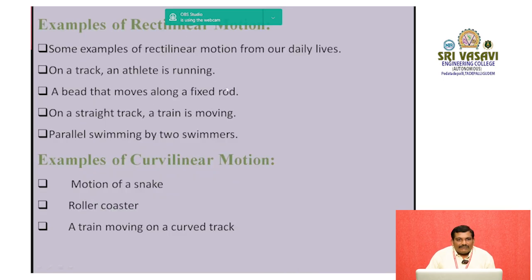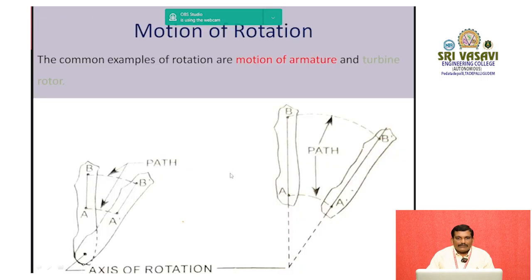See some examples of rectilinear motion from our daily lives: an athlete running on a track, a bead that moves along a fixed rod, a train moving on a straight track, parallel swimming by 2 swimmers. Examples of curvilinear motion are the motion of a snake, a roller coaster, a train moving on a curved track. So these are the examples of rectilinear and curvilinear translation.